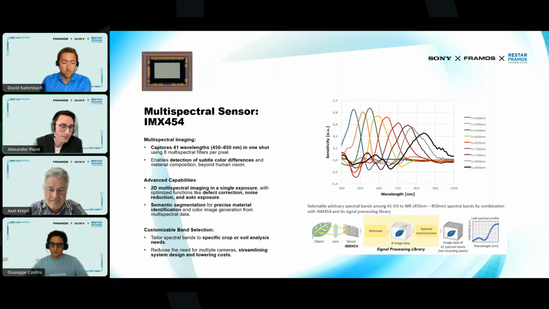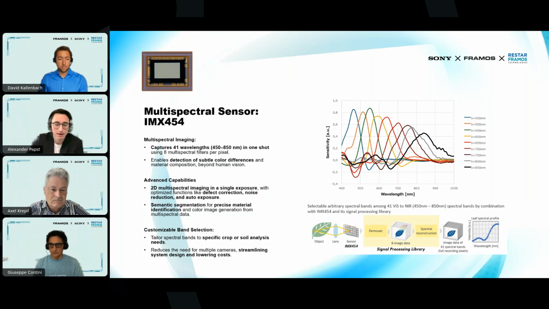You can tailor spectral bands to your specific crop or soil analysis needs. Different crops have different spectral signatures, different diseases show up in different parts of the spectrum, different soil conditions affect different wavelengths. With the IMX454, you can optimize your spectral analysis for your specific application. This reduces the need for multiple cameras. Instead of having one camera for RGB, another one for NIR, and perhaps another for specific band analysis, you have only one sensor, and this really streamlines system design and significantly lowers the cost of the system.